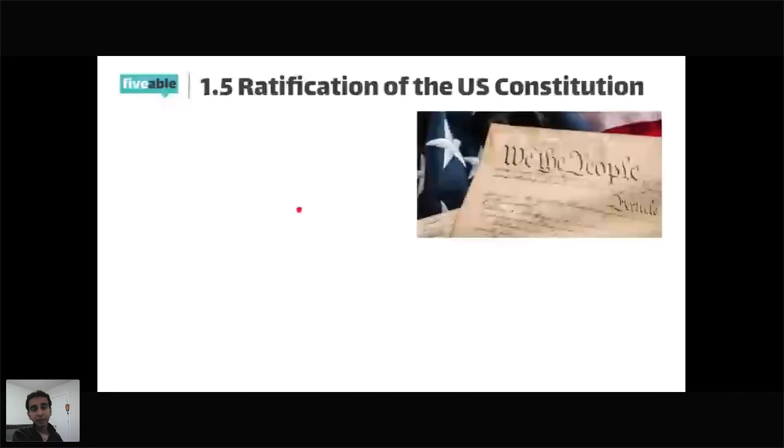Okay, so that's all for 1.4. 1.4 was Articles of Confederation. Does anyone have any questions in terms of that?